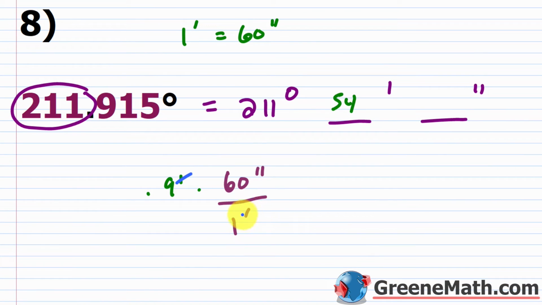So then this unit here will cancel with this unit here. And you just do your multiplication. So 0.9 times 60, that's going to give you 54. And then again, grab these units, so that's going to be seconds. So this is 54 here.